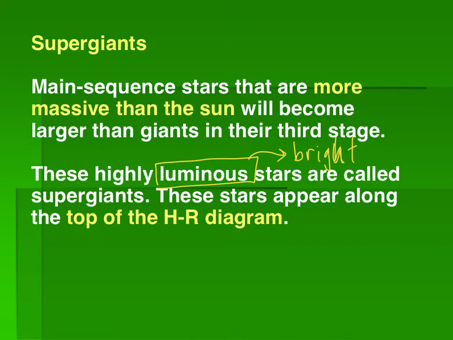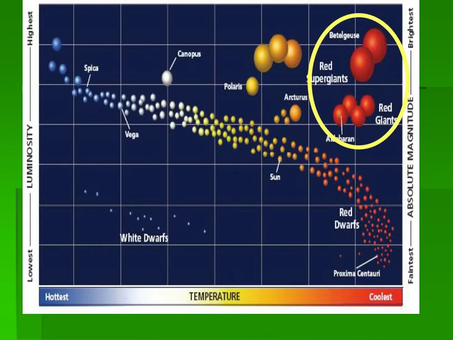And these are at the top of the HR diagram. If you look at the HR diagram again, boom, there they are. Betelgeuse is a famous one. That's one of the ones named long ago. But you can see these supergiants are a little bit bigger than our sun.